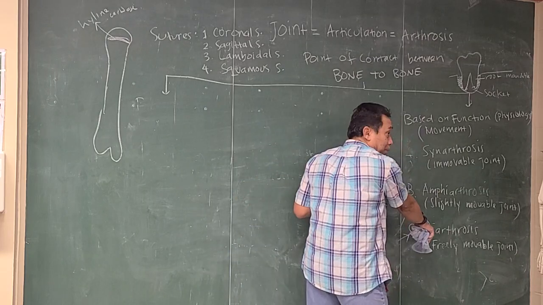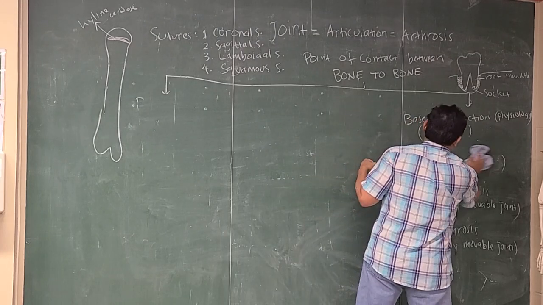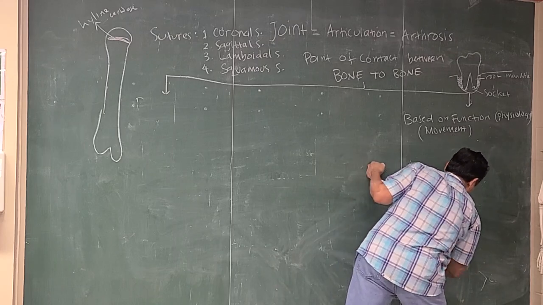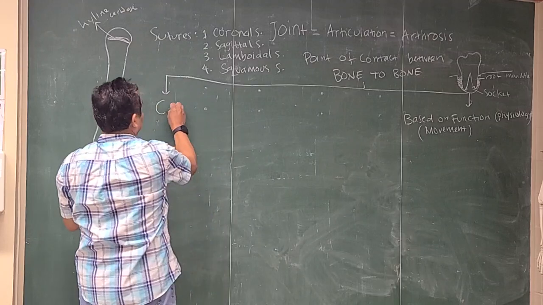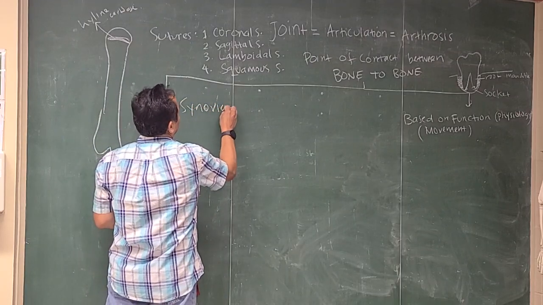And also the last type of movement, which is diarthrosis, right? Because that's connected. Freely movable. Freely movable joint. Right? So it's going to be the C, which is synovial joint.